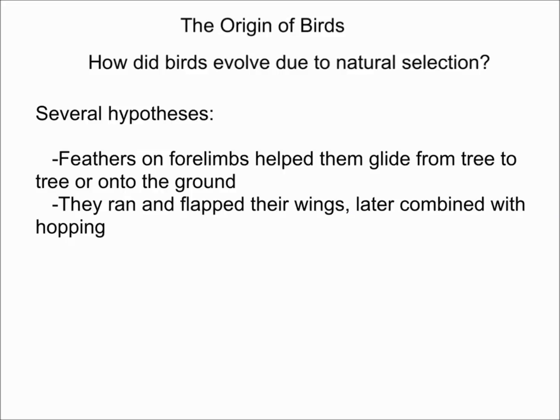There are several hypotheses as to how birds evolved due to natural selection. One is that feathers on their forelimbs help them glide from tree to tree or to the ground to escape predators and find food. Another is that they ran and flapped their wings, later combined with hopping, which is how natural selection favored flying.